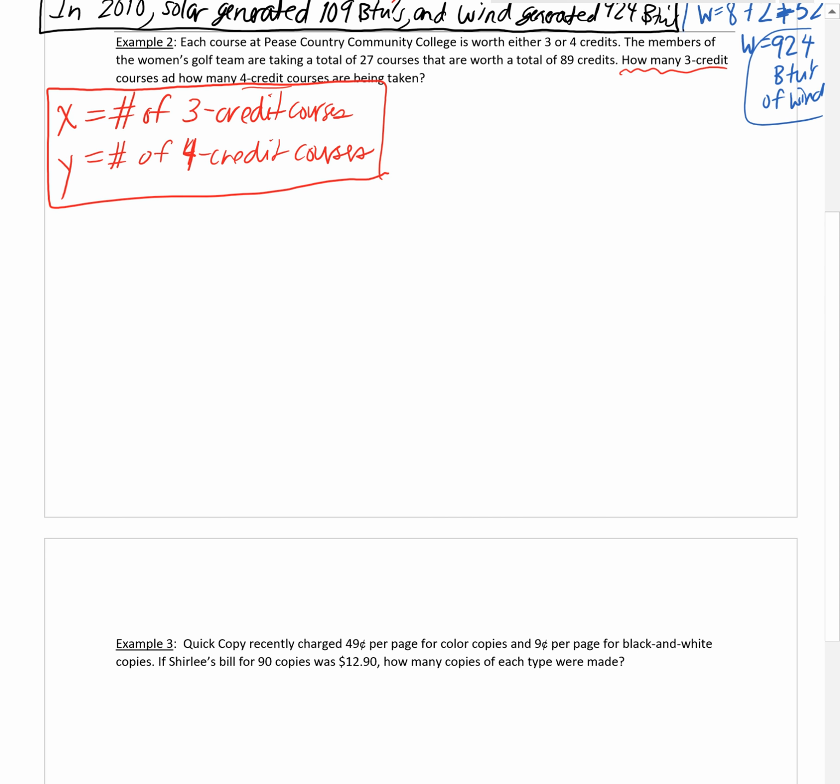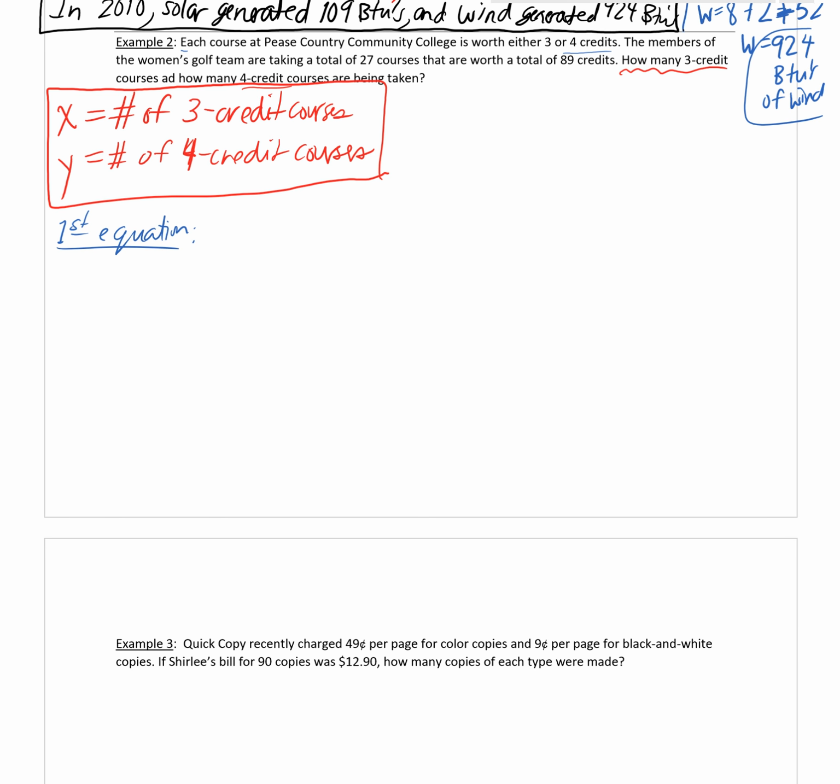Okay, now that we've assigned our variables, let's see if we can come up with 2 equations here. First equation. So what do they say? Let me read this again. Each course at blah, blah, blah, it's worth either 3 or 4 credits. Okay, I don't think that's really helping me come up with an equation. That was probably just more letting you realize that there are no 2-credit courses. There's only 3-credit and 4-credit.